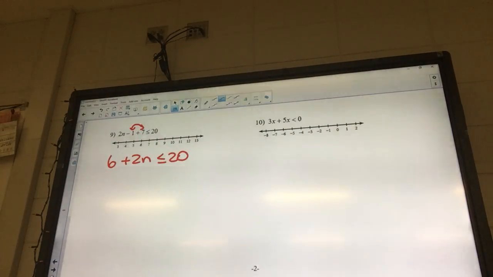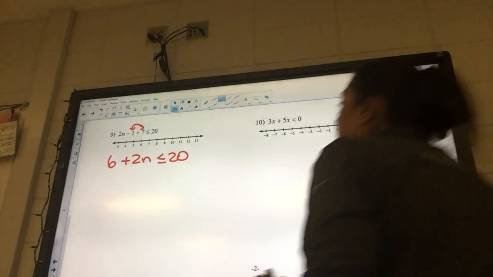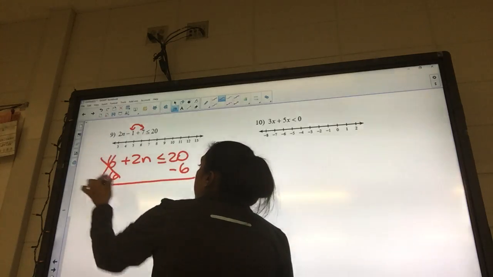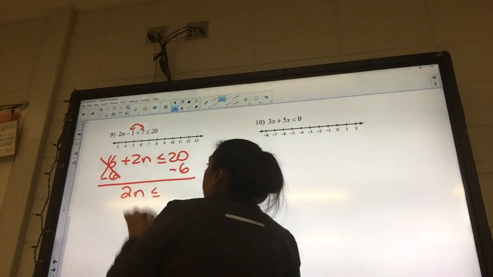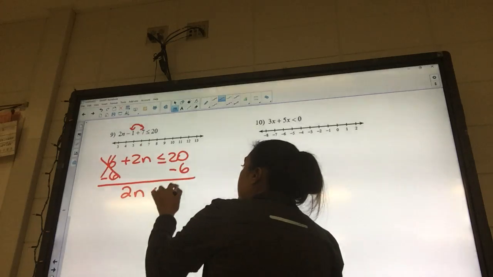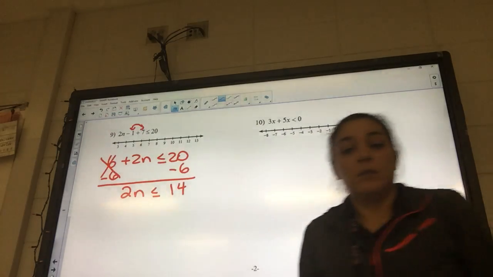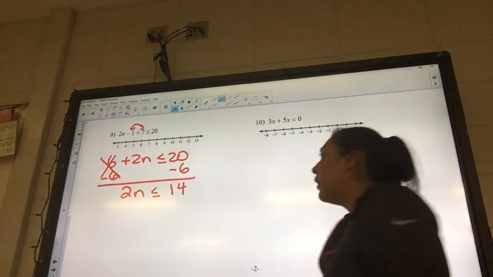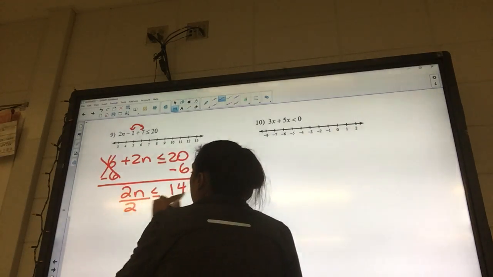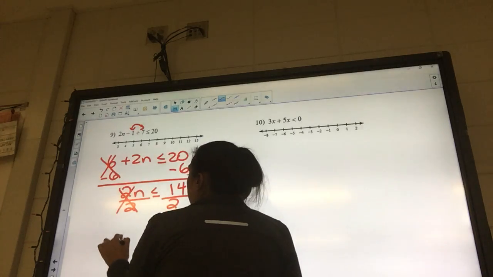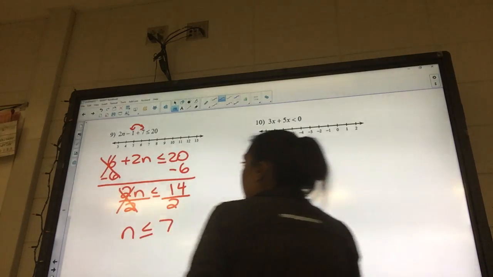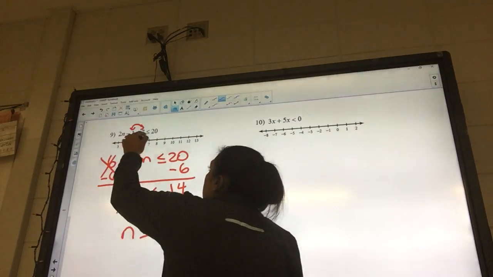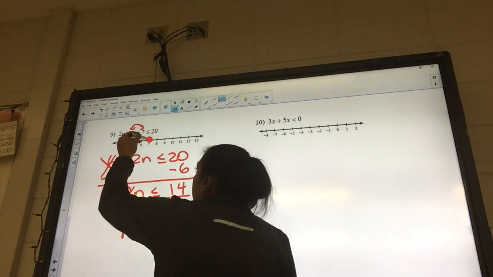Okay, we need to add or subtract the kid. So we say minus 6, minus 6. So 2n is less than or equal to 14. And what's our last step always? Divide. Okay, so we go to the 7. It should be a closed dot pointed towards the left.